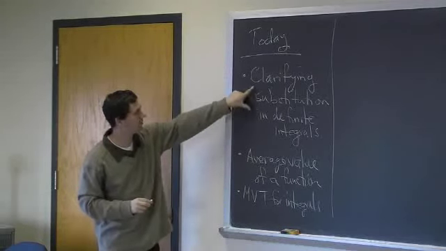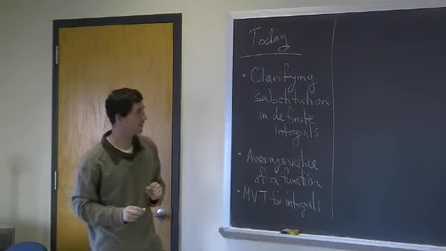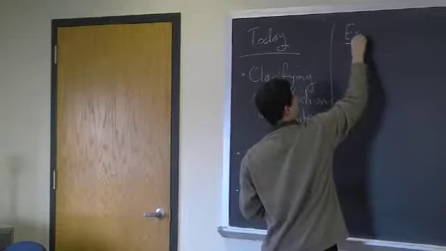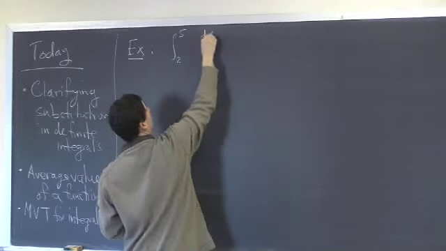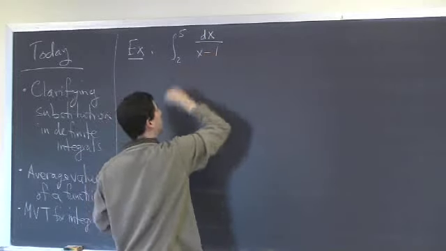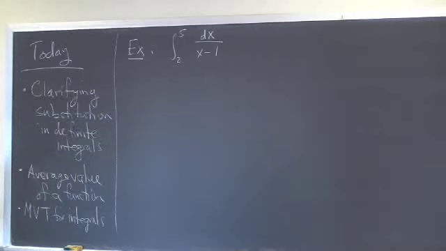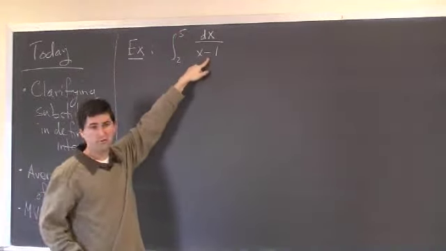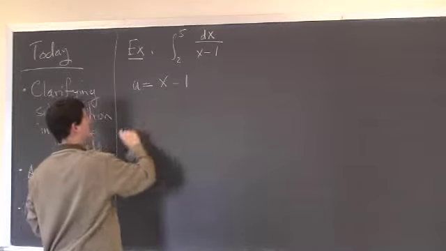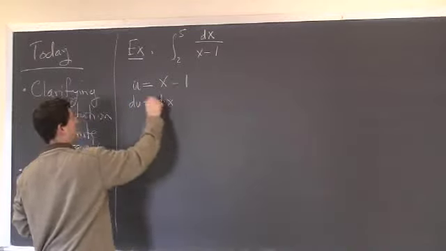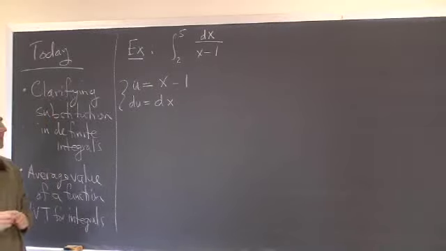All right, so let's just start by clarifying substitution in the case of definite integrals. Let me give you the example from the midterm. We integrated from 2 to 5, 1 over x minus 1 dx. The correct way to evaluate the definite integral is you can use u-substitution. We let u equal x minus 1, and then du is just dx.